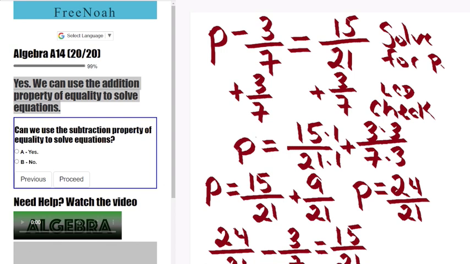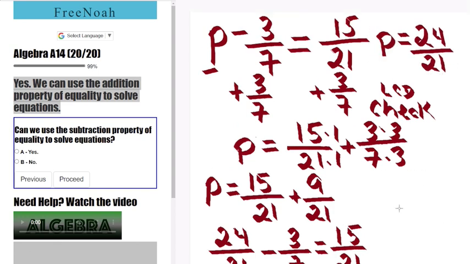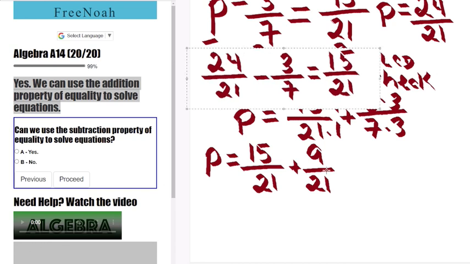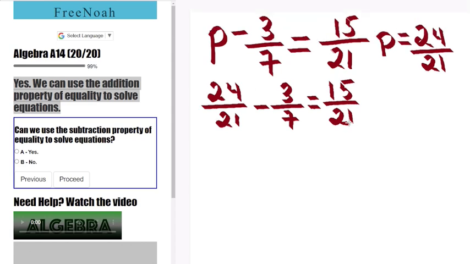So how do we check this? Well, we're going to have to solve. Notice that all we did here was input P into the original equation. Let me clean it up here. Here we go. So now we have 24 over 21 minus 3 over 7 equals 15 over 21. Once again, we have uncommon denominators. So let's multiply the second fraction by 3 to give us an LCD of 21.